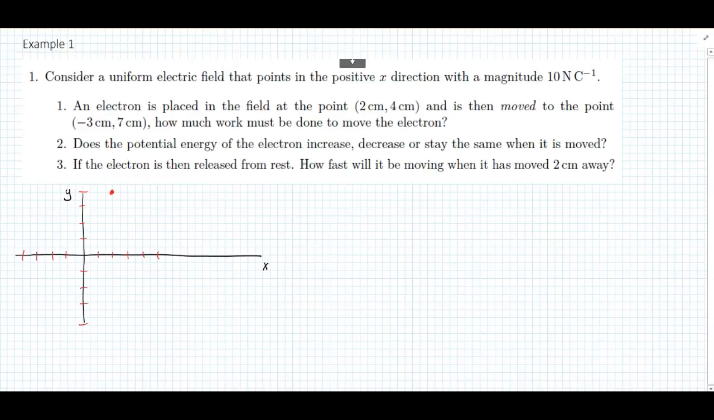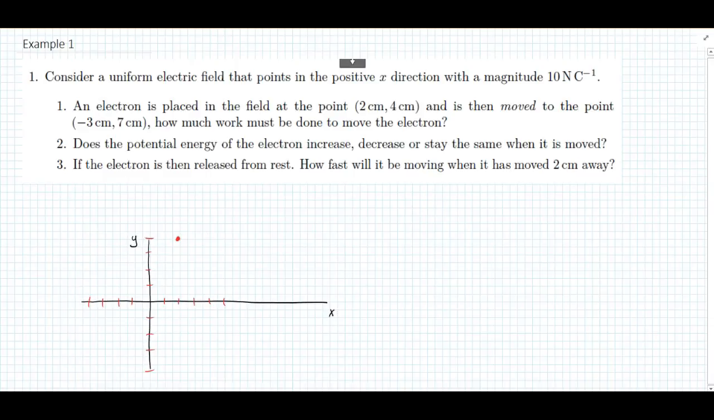And then the electron is moved to a point at -3, 7. And so I've run out of space. It's going to be -3 and then up 7. So let me move this coordinate system down. Put it right there. So I'm going to go over 3 and then up 1, 2, 3, 4, 5, 6, 7. Somewhere up here. It doesn't really matter if it's drawn accurately.